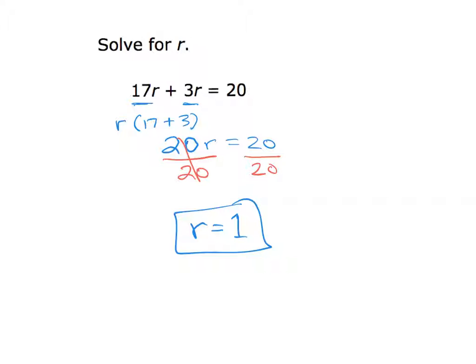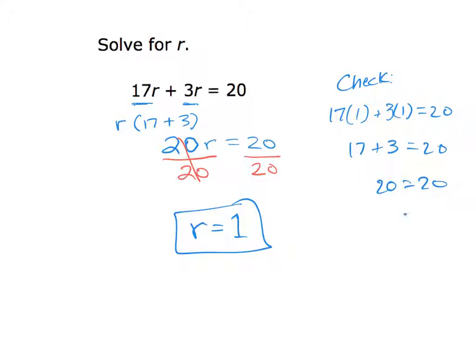I took these problems right off of IXL, by the way, so you might see some that are similar. Let's run our check step real fast and see that 17 times 1 plus 3 times 1 equals 20. Well, 17 plus 3 equals 20. So that one definitely works.